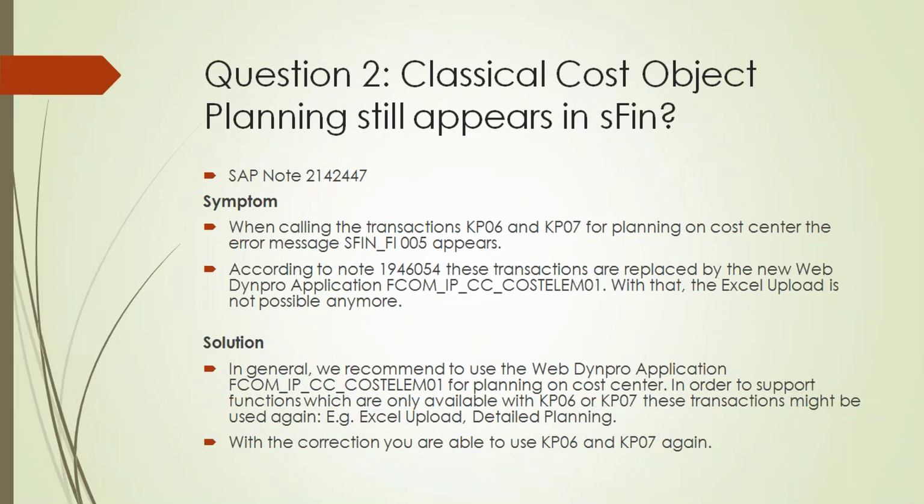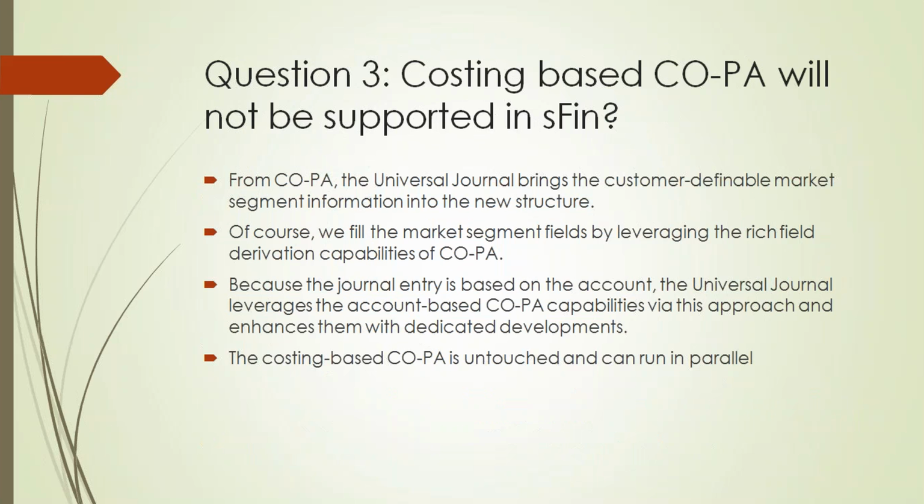Coming to the next question, costing based COPA. Some of you were saying that costing based COPA is completely removed and we need to migrate to account based COPA compulsorily. This is not the case. Costing based COPA is still untouched. Whatever developments have been made on the COPA side are all based on account based COPA, which is totally dependent on universal journal. But costing based COPA is still untouched. There is no change in costing based COPA as of now.